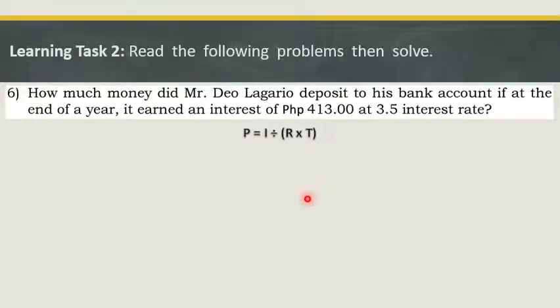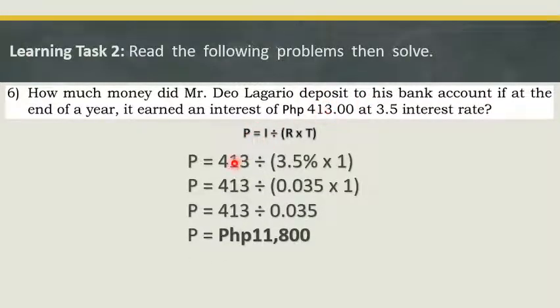Then, for number 6, so, how much money did Mr. Deo Lagario deposit to his bank account if at the end of the year, it earned an interest of 413 pesos at 3.5% interest rate? So, meron tayong interest, yung I natin, 413, ito yung tubo. Then, 3.5%, yun yung rate natin, and yung time is 1 year. Ngayon, ang hinahanap natin is magkano din-deposit, yung principal.